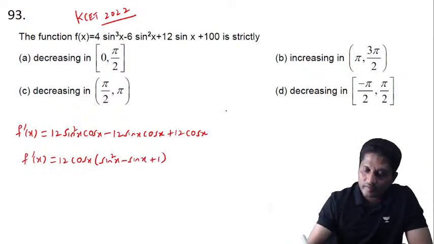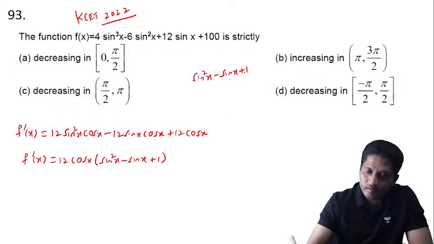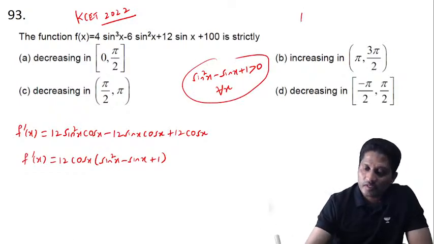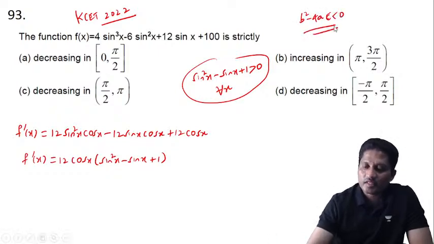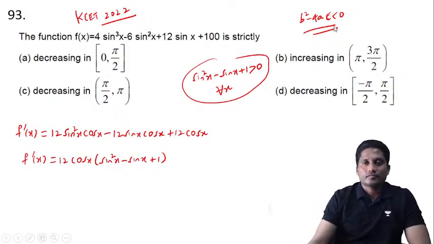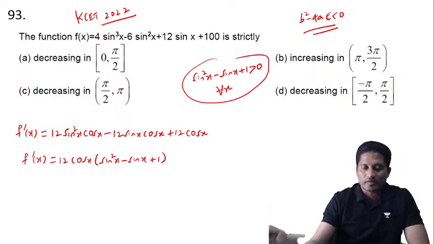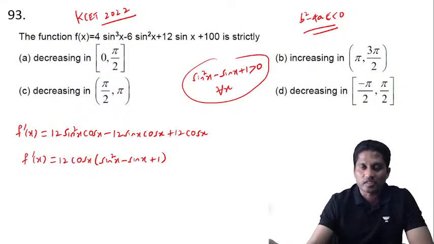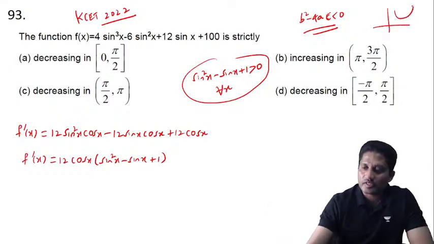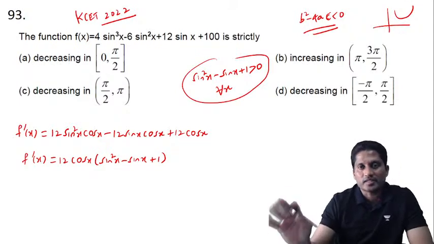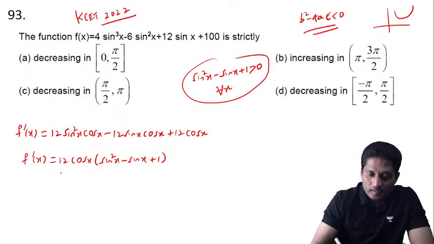Okay, see, actually sine square x minus sine x plus 1 is greater than 0 for all x. When is the quadratic equation positive? When b square minus 4ac should be negative. Only then the quadratic equation is always positive. a should be positive and the discriminant should be negative, then it is always positive. So sine square x minus sine x plus 1 is always positive. Left out is 12 cos x.